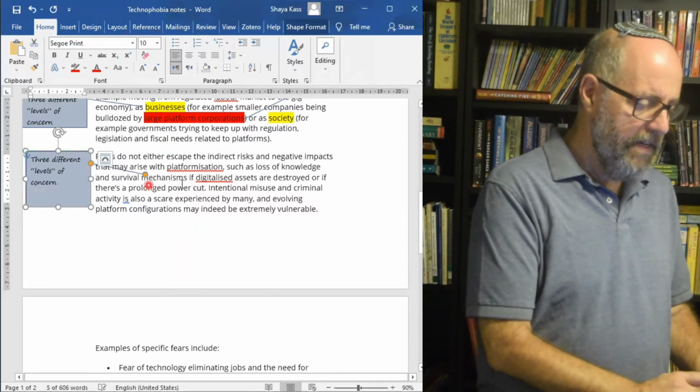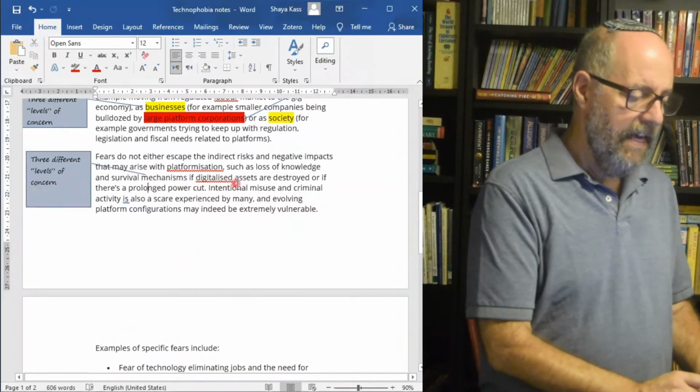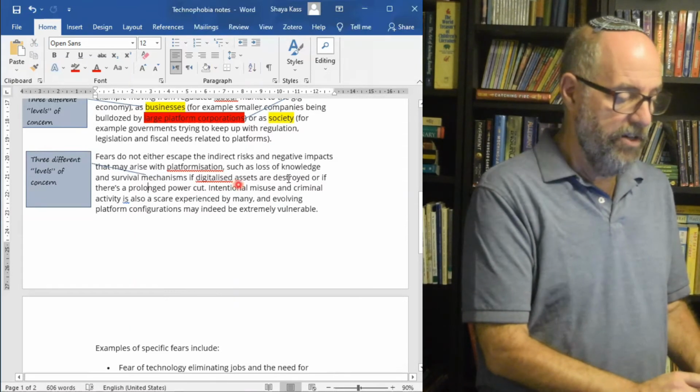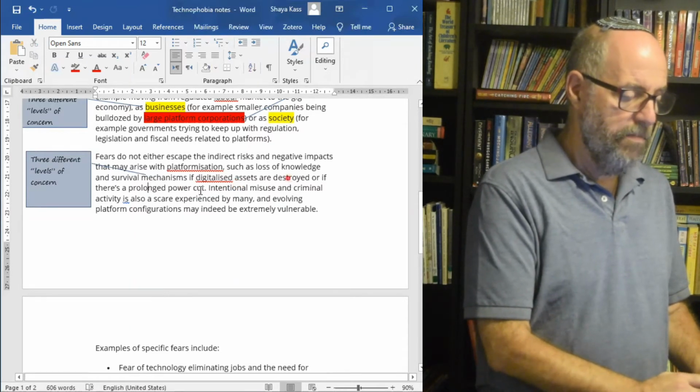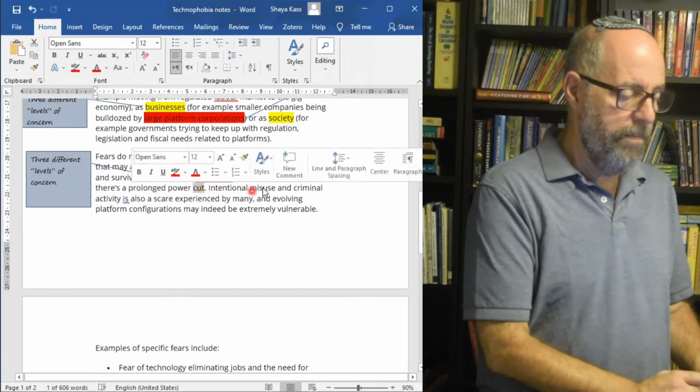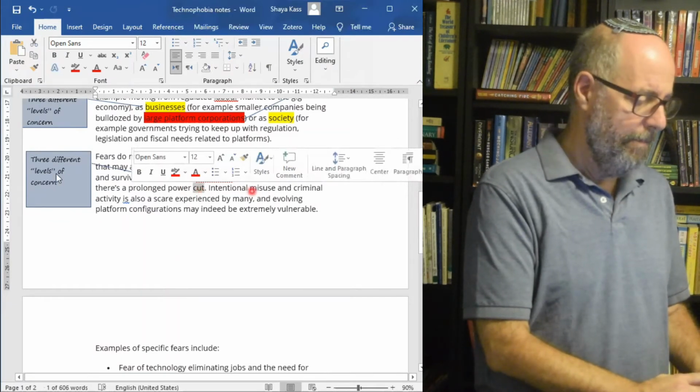So here the fear is if the computer files are destroyed, or if there's a prolonged power cut, or misuse or criminal activity.